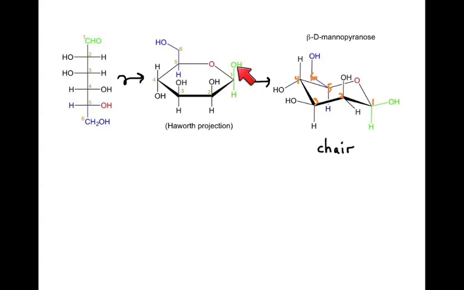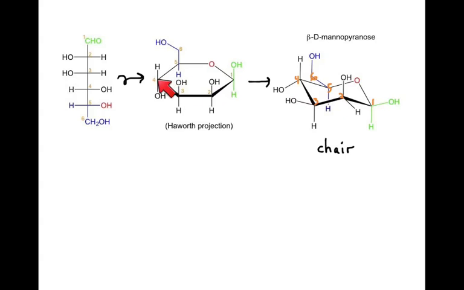Again, the OH here is up, so now it is up and equatorial. Carbon 2, the OH is up, now that position is up and axial. So remember, the up position switches from equatorial to axial to equatorial to axial to equatorial. So the OH is up on carbon 1 and equatorial. On carbon 2 it is up and axial. Carbon 3, our OH is up again and equatorial.